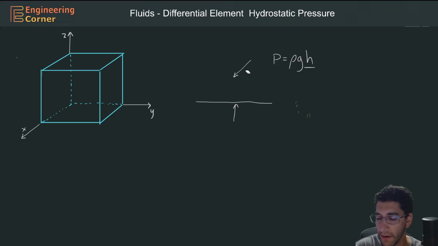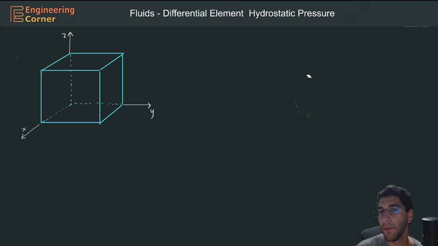So as you go down in a fluid, your pressure is going to increase. This is going to be a very similar type of video, except instead of using a triangular wedge, what I'm going to be doing is using this differential element you see here. So I've drawn this cube. It's a differential element, which means it's very small. And there are a couple of distances I do want to define.